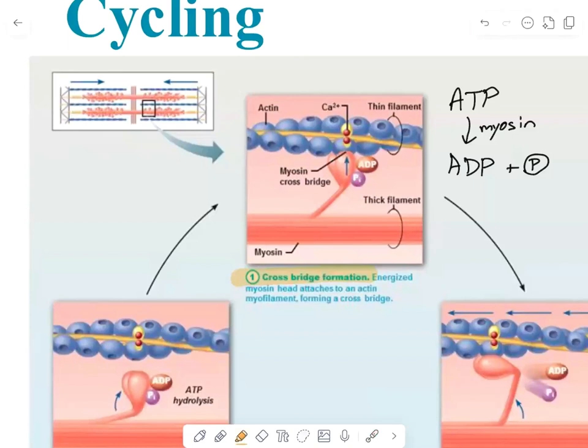So remember, the actin is the thin filament, the myosin is the thick filament, and the yellow molecule that we see here is the troponin, and the longer string-like molecule is the tropomyosin. Both of those are the regulatory molecules that block actin.